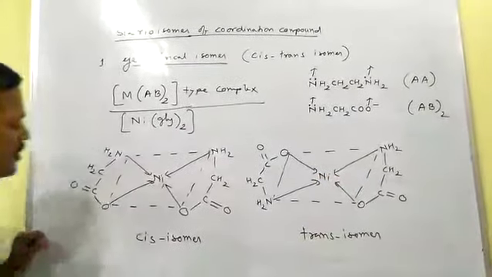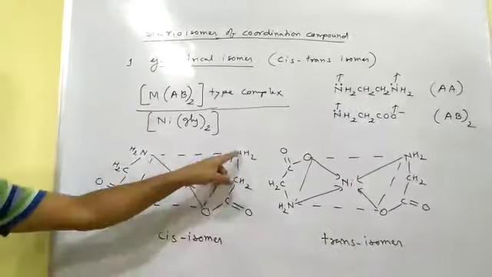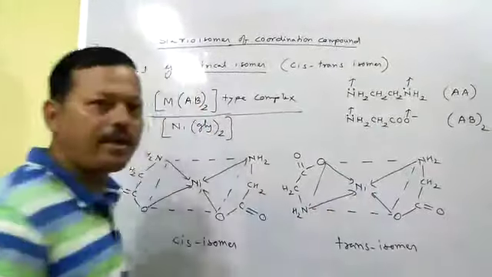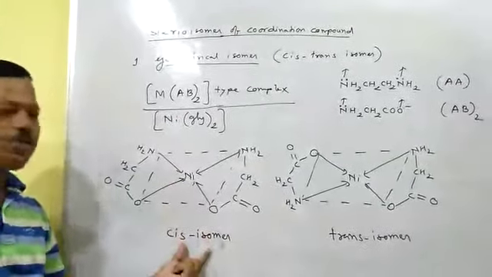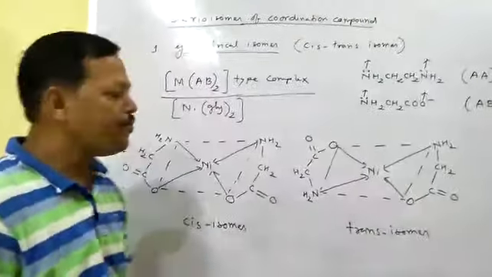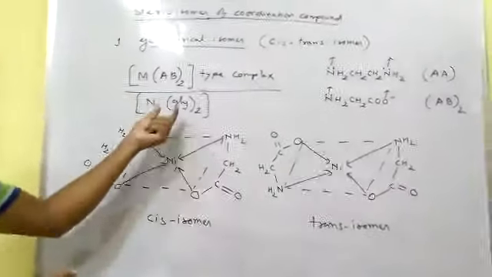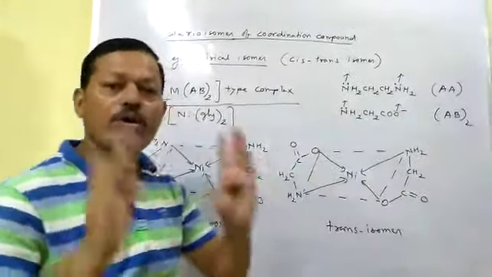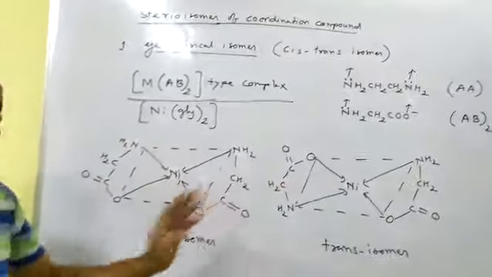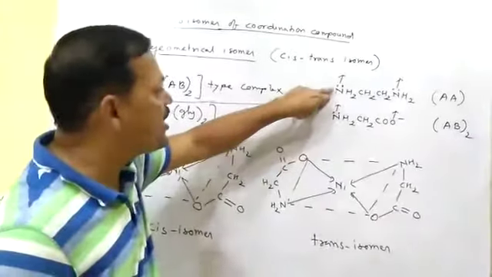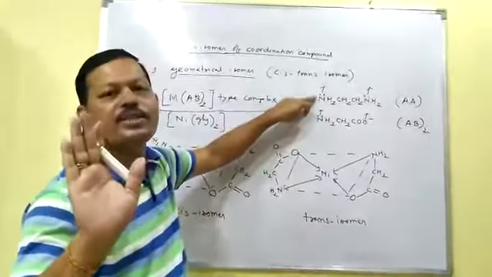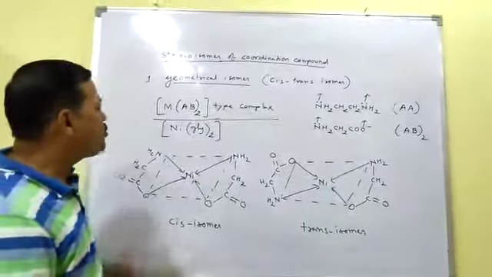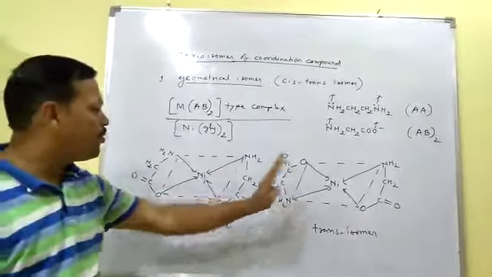Now have you seen the difference? Both are glycinate ions, but here the nitrogens are on the same side. Here the nitrogens are on opposite sides. And that is why this isomer is called cis isomer, this isomer is called trans isomer. So for complexes which contain bidentate ligands, only those bidentate ligands which contain different donor atoms can show cis trans isomer. Instead of this, if I take ethylene diamine, it cannot show cis trans isomer, because on both sides you will get nitrogen. I mean you cannot differentiate which is trans, which is cis. That is why only AB type can show this type of cis trans isomer.